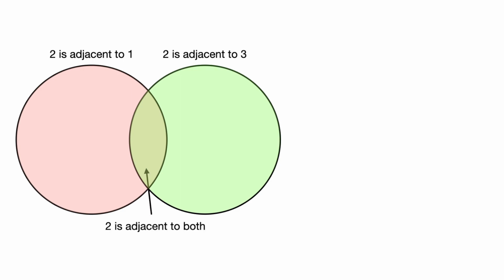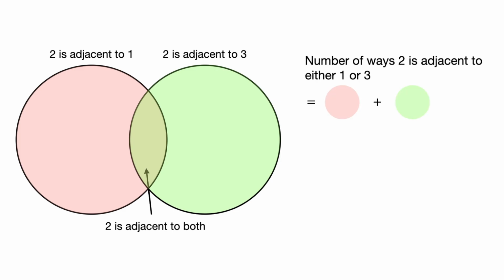Since the question mentioned that 2 can be adjacent to both 1 and 3, we have this Venn diagram here of 2 being adjacent to 1, 2 being adjacent to 3, and the intersection where it's adjacent to both. To find the number of ways 2 is adjacent to either 1 or 3, what we're going to do is add these together and minus the intersection, since it's present in both of these, so it's counted twice.